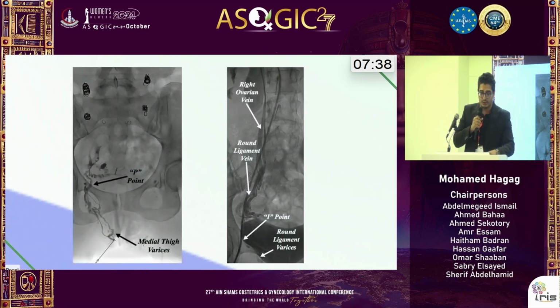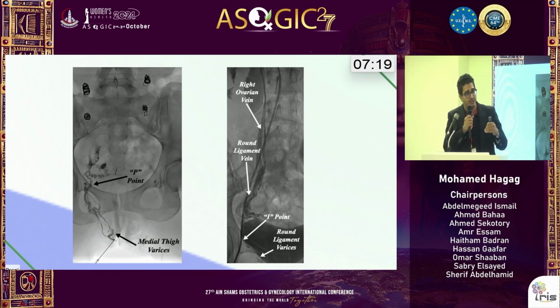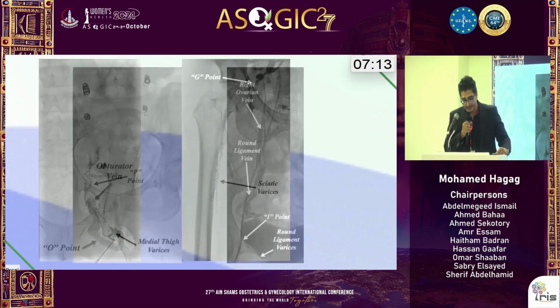Here are some pictures of pelvic leak points. The first picture shows the P point, which contributes to medial thigh varices. So if the treatment of this female is directed toward the lower limb only, she will suffer from recurrent varicose veins. And if this female has pelvic symptoms and we treat the lower limb, she will suffer from pelvic decompensation and increased pain after treatment of lower limb varices.